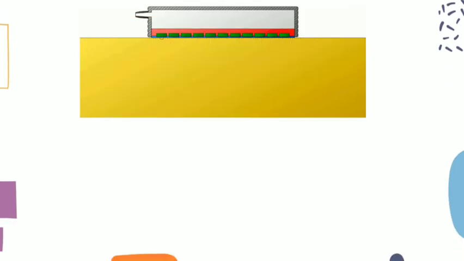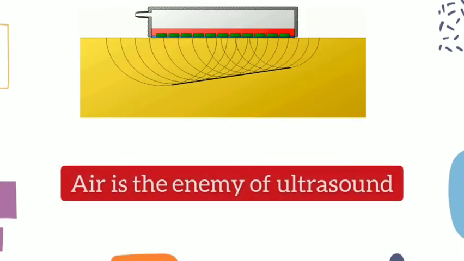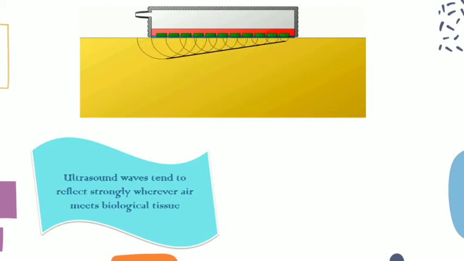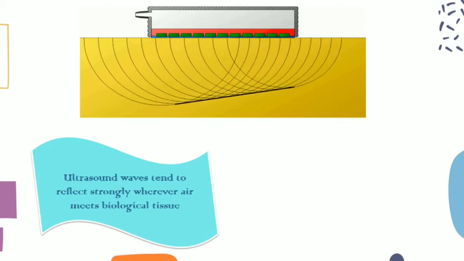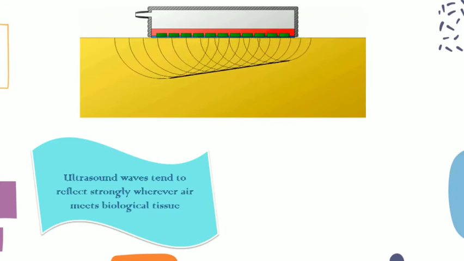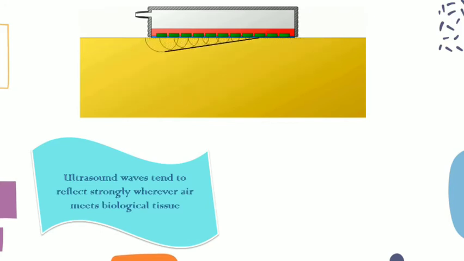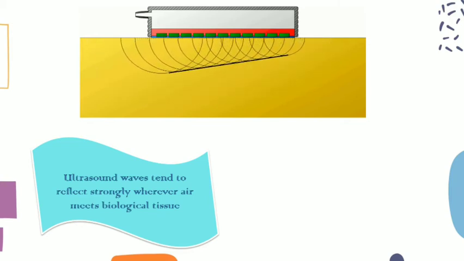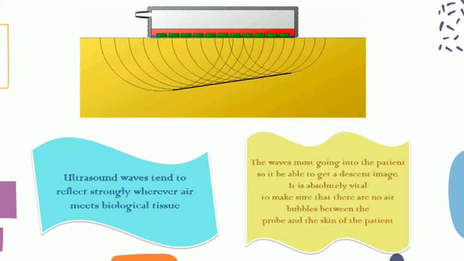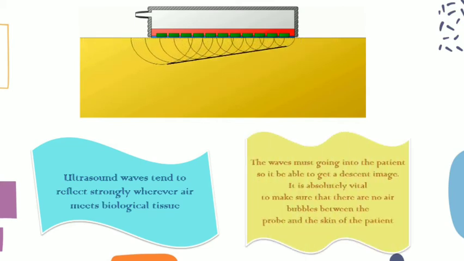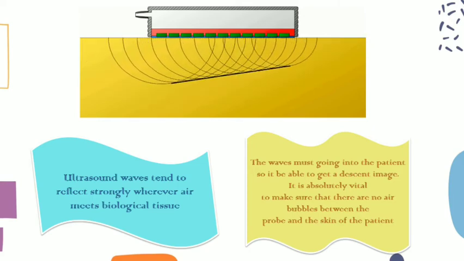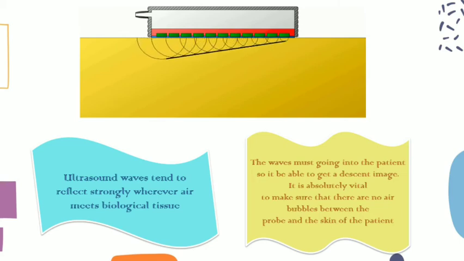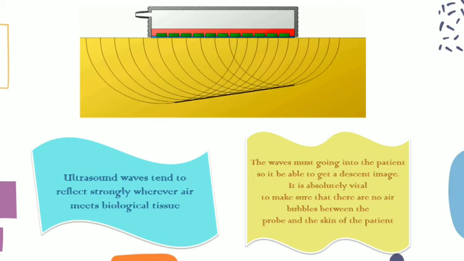If you want to know, air is the enemy of ultrasound. Ultrasound waves tend to reflect strongly wherever air meets biological tissue. If there is even a small bubble between the probe and the patient's skin, the ultrasound waves will be reflected away instead of penetrating the skin. Without the waves going into the patient, you will not be able to get a decent image. Therefore, it is absolutely vital to make sure that there are no air bubbles between the probe and the skin of the patient.